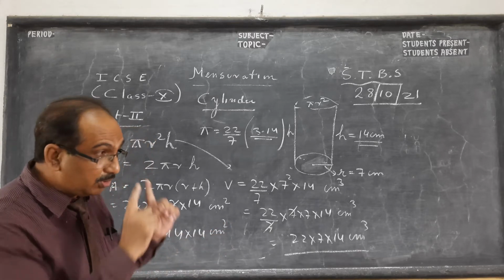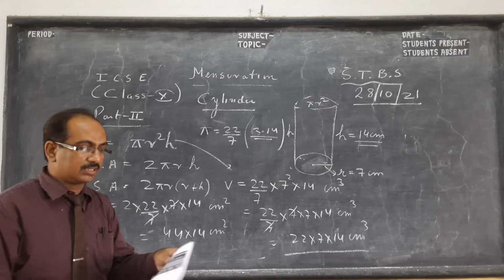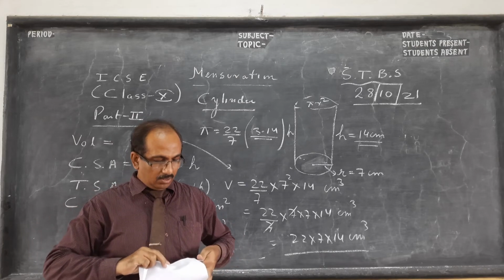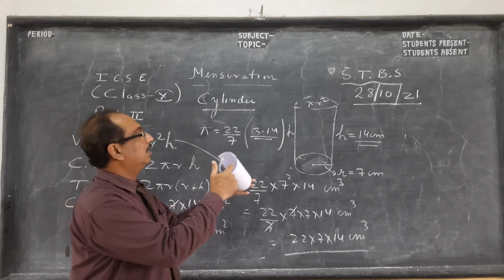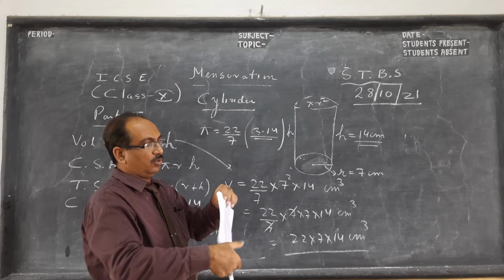So this is, as I told you, curved surface area. Okay, this is the surface area of that particular cylinder. Imagine this is your cylinder given. The radius of the base is 7, this is 7, and this height is 14.